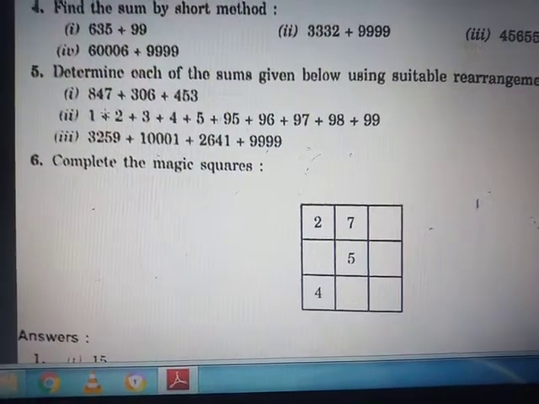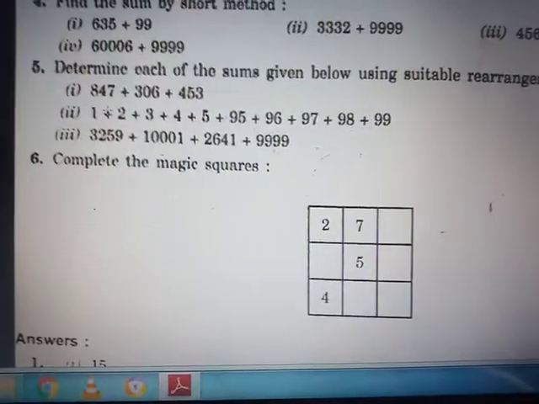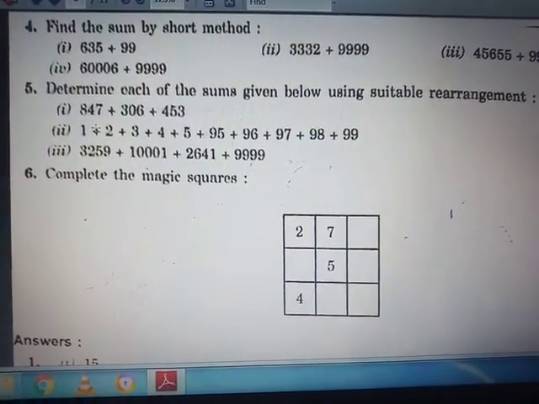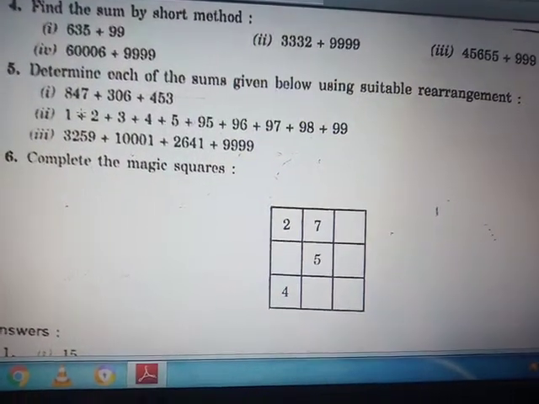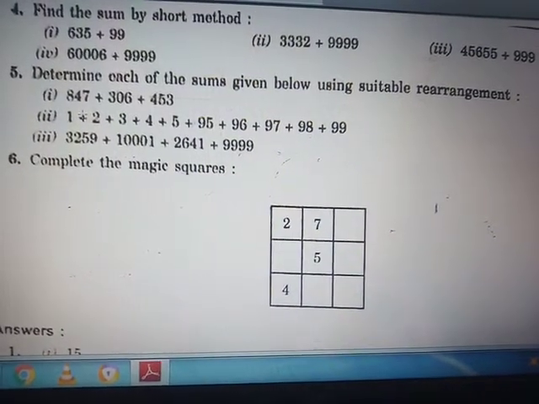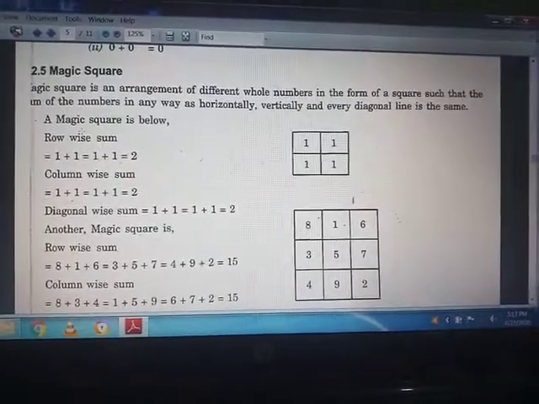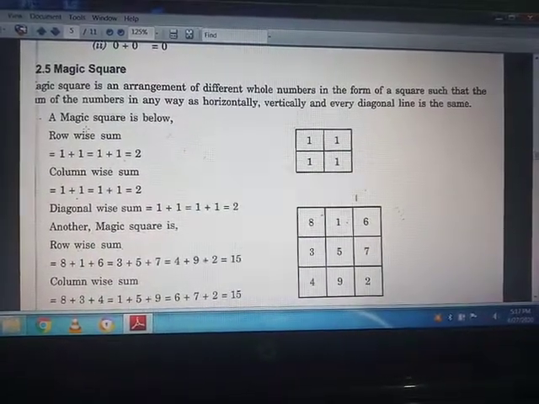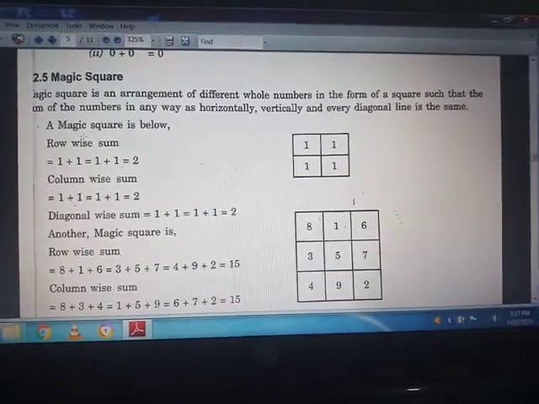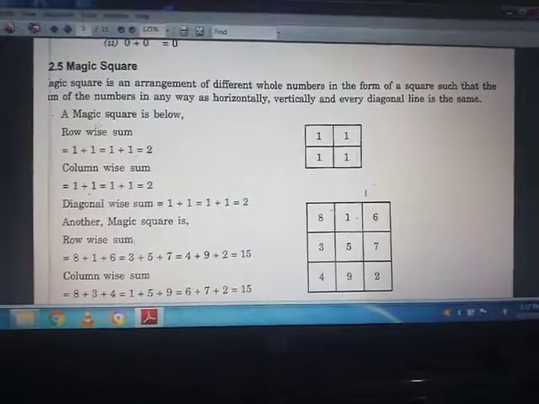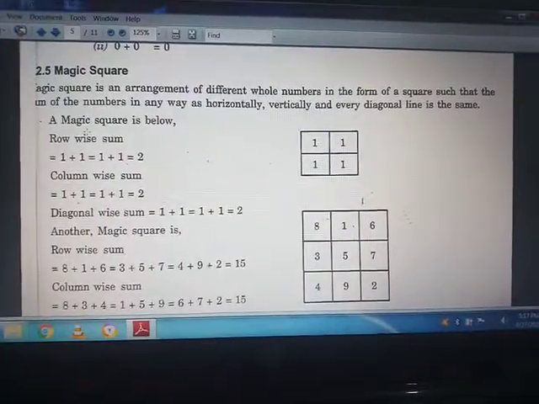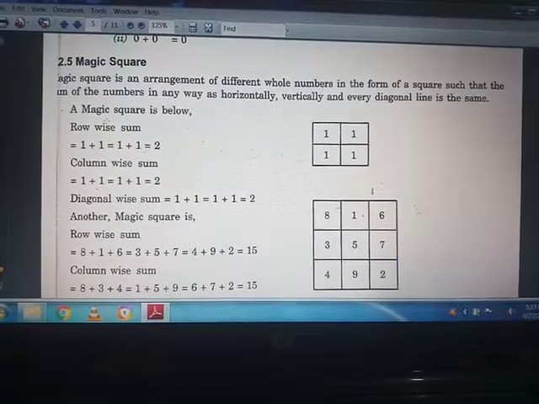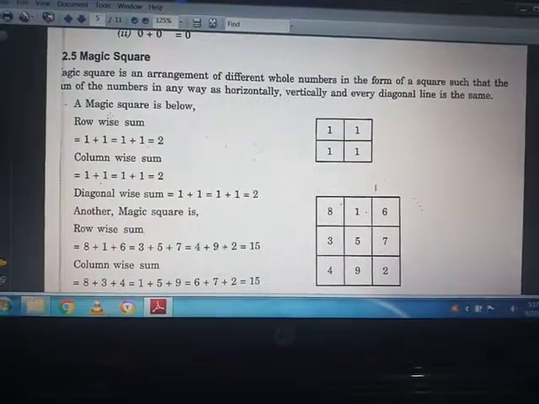Our next question is to complete the magic square. Before doing this question, we will first see what magic squares are and what their properties are, then we will solve it. Here is our magic square. A magic square is an arrangement of different whole numbers in the form of a square, such that the sum of numbers horizontally, vertically or even diagonally is the same.